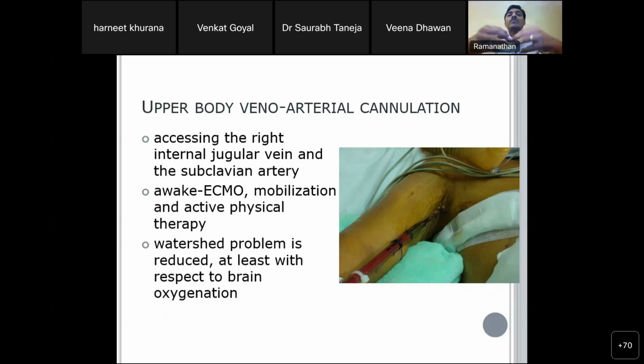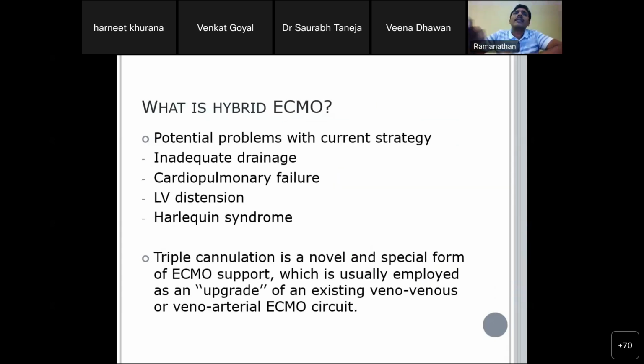So again, it offsets the watershed problem and at least your brain gets oxygenated. So these are some of the ways of offsetting the unphysiological nature of VA ECMO. However, there are certain periods of time when this can be overwhelming and you may not be able to offset some of these problems. And that's where you start thinking about hybrid ECMO.